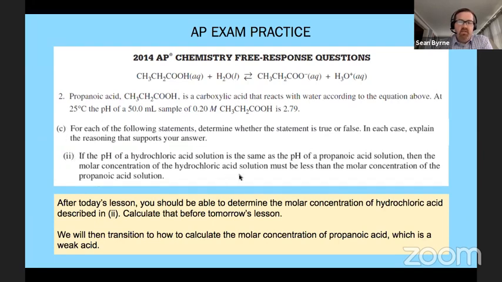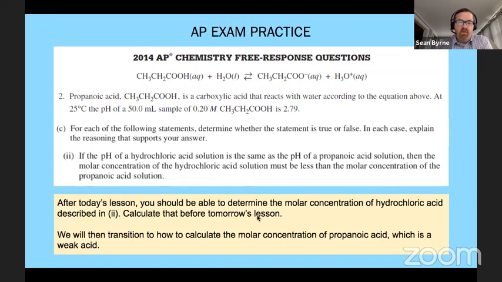Part C asks us to determine if this statement is true or false. We're looking at the pH of hydrochloric acid is the same as the pH of the propanoic acid. And the propanoic acid is identified up here as a pH of 2.79. So you probably are not yet able to determine the concentration of the propanoic acid, but given the fact that hydrochloric acid has a pH of 2.79, you should have enough information now to solve for the molar concentration of hydrochloric acid. So we would like you to calculate that before tomorrow's lesson.